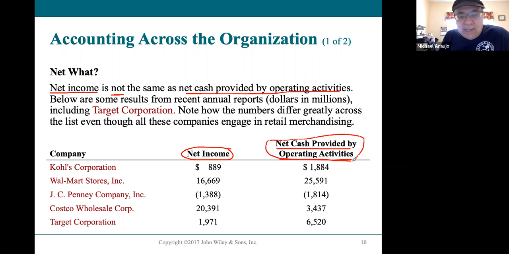And as you see, the net cash provided by operating activities, which we're going to be learning about in Objective 2, includes the net income. It includes it, but obviously it's a lot more than just the profit of the company. And that's what you're going to be learning in Objective 2.